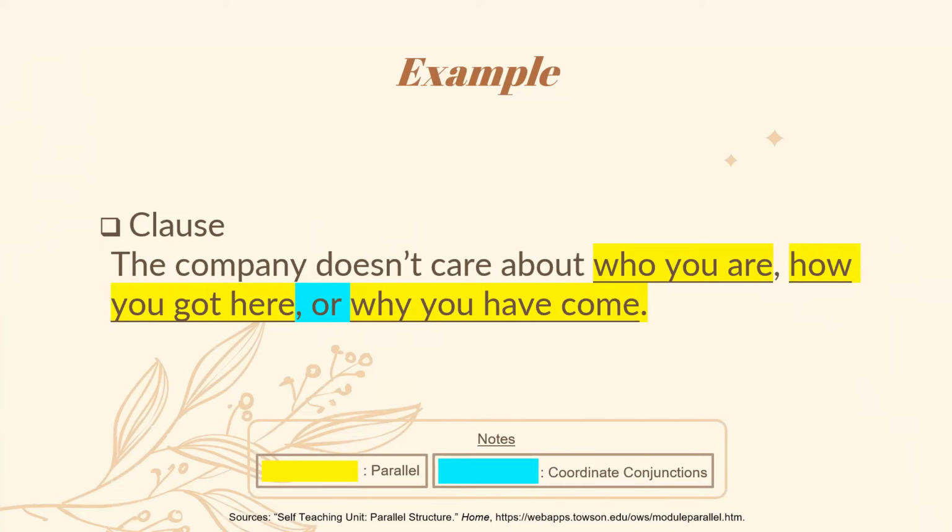And for the clause level, each of the parallel structures starts with a subordinate conjunction, that is who, how, and why. In other words, a parallel structure that begins with a clause must keep on with a clause, otherwise it will not be parallel or will break the parallelism. So that's why this is an example of parallelism at the clause level.